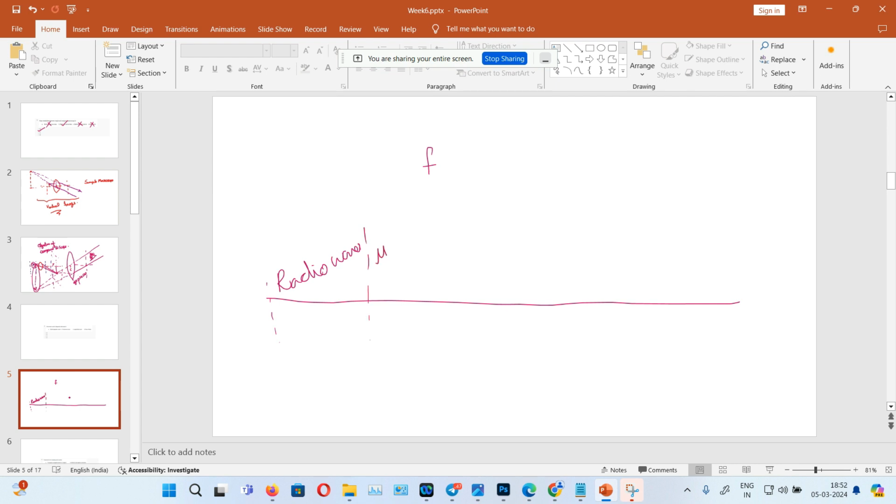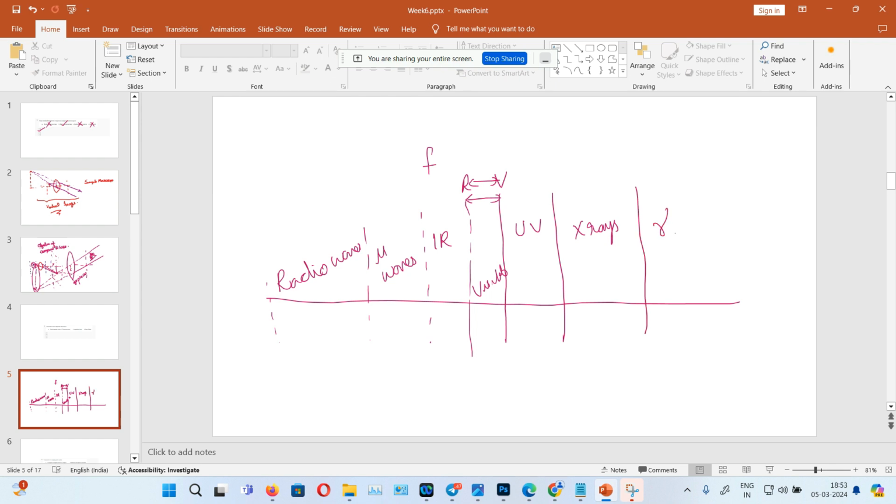then microwaves, then infrared, then the visible region. This is the only electromagnetic radiation which we can perceive in the form of light. It goes from red to violet, or in the reverse order. After violet, there will be ultraviolet, then X-rays, then gamma rays. Like this way it will come.